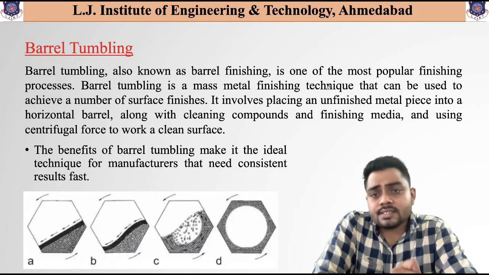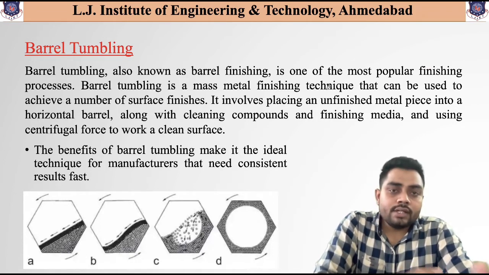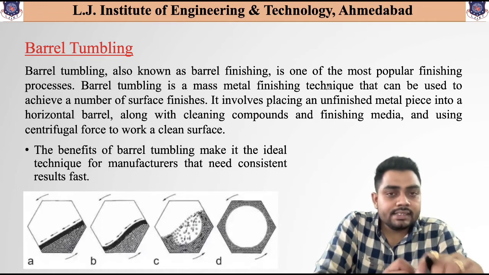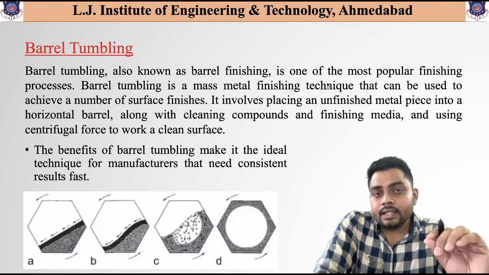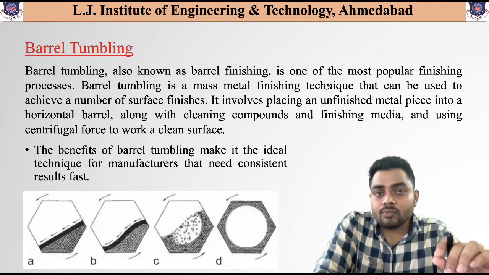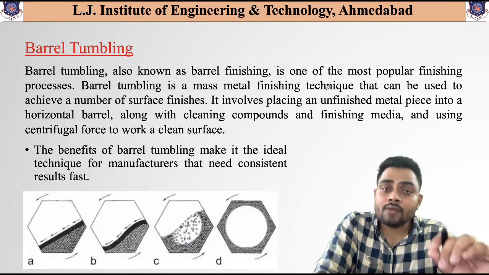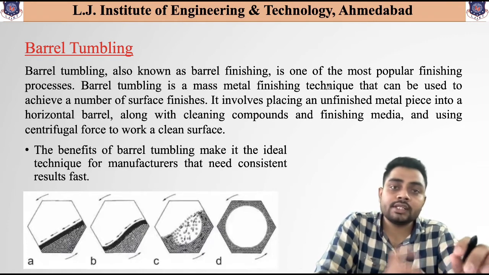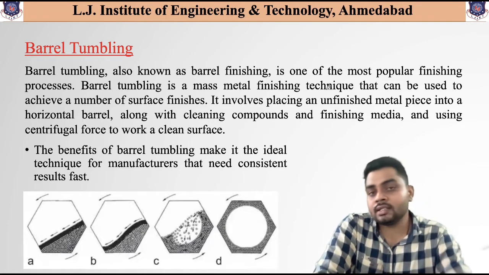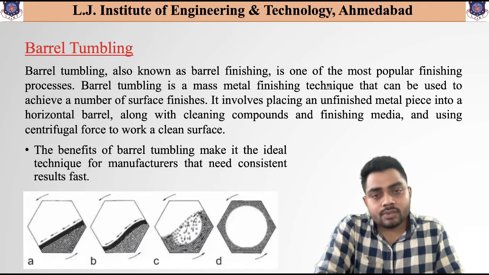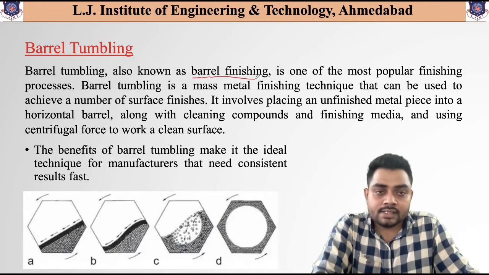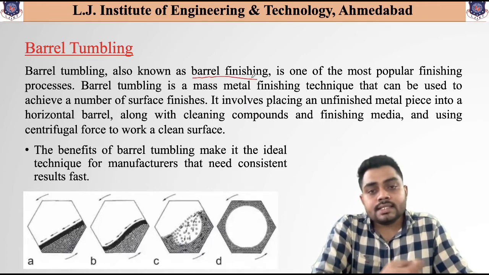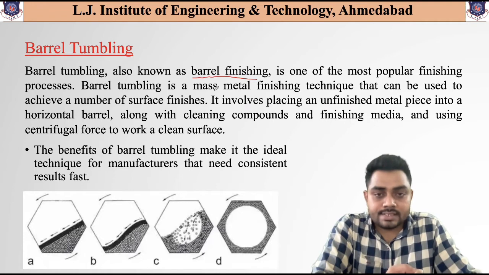Now the next process is the barrel tumbling process. In our previous processes, what we have discussed is that in each and every process we can use a single component. Means at each and every time we can perform the operation on a single component, and after performing the operation on a single component, then and only then we can move forward to another component. Now in the case of the barrel tumbling, this barrel tumbling process is also known as the barrel finishing process, and it is used as a mass metal finishing technique.